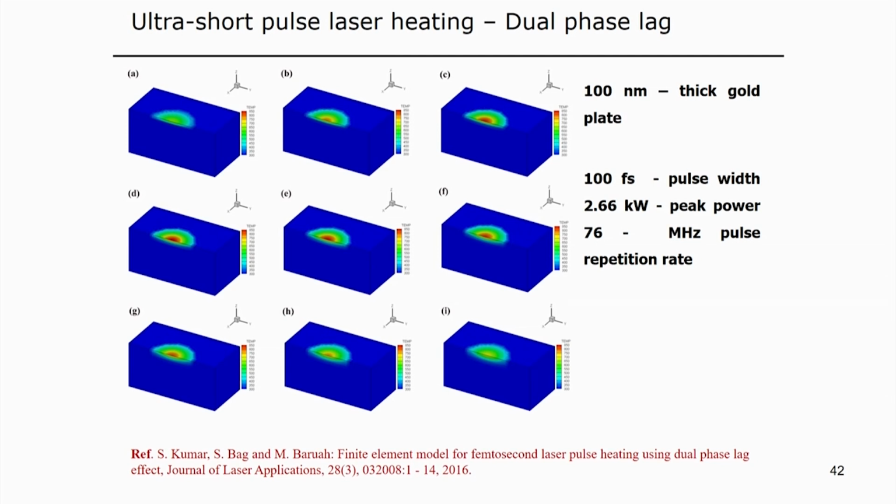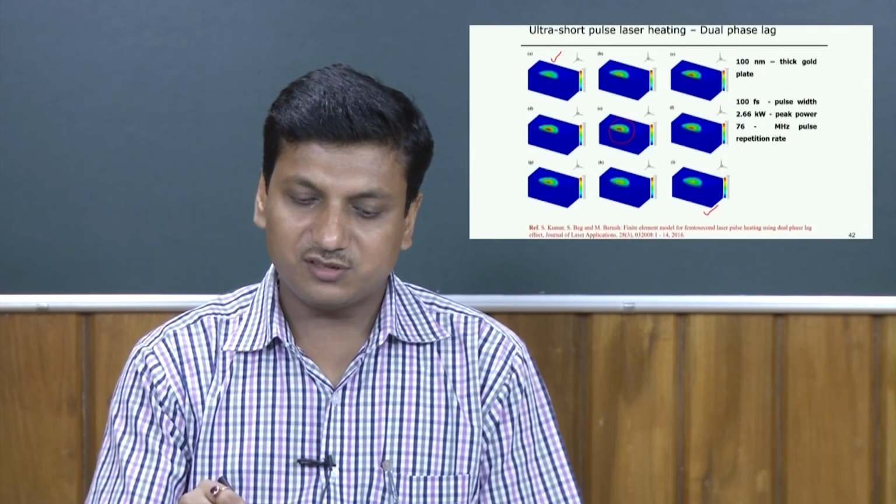So, further analysis on laser micro welding, but in this case the ultra short pulse laser heating process using the dual phase lag effect. Since there is a phase lag, if we observe the figures from the first figure to the last figure, the peak temperature is achieved somewhere in between, maybe in figure E, but in this case if we look into the depth, the depth of penetration is low as compared to the last one.